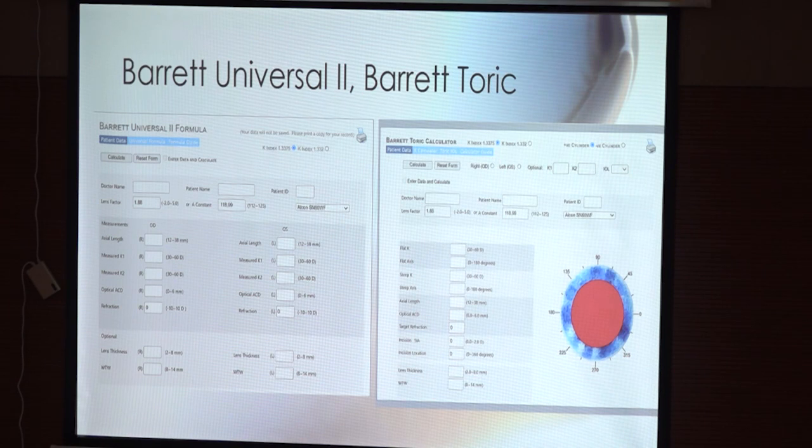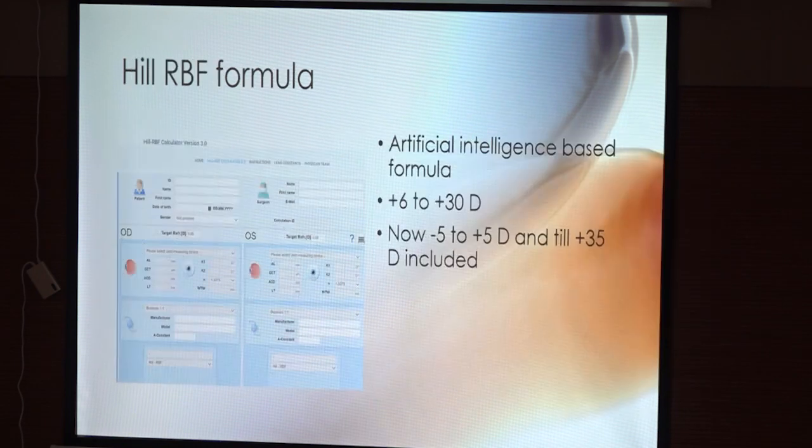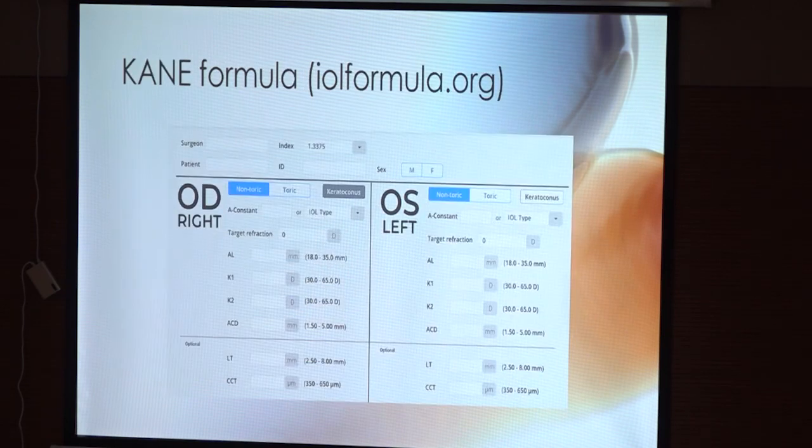This is the Barrett's Toric for calculating toric IOLs. This is the Hill RBF formula. This is also available online. And the Kane formula available at iolformula.org.